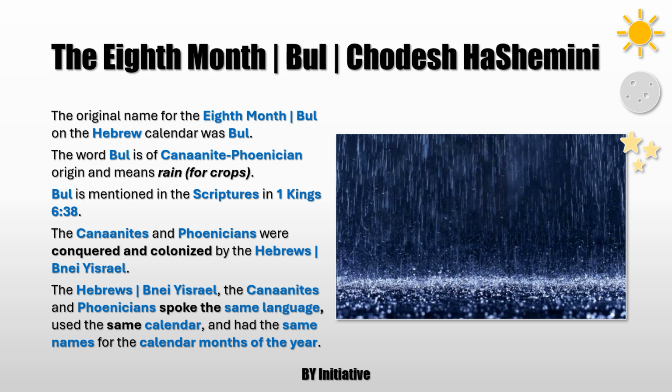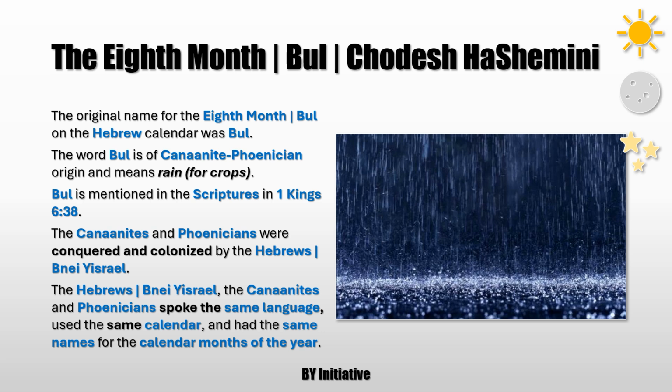The informal name for the 8th month on the Hebrew calendar was Bul. The word Bul is of Canaanite Phoenician origin, and it means rain, specifically rain for crops. Bul is mentioned in the scriptures in 1 Kings chapter 6, verse 38.